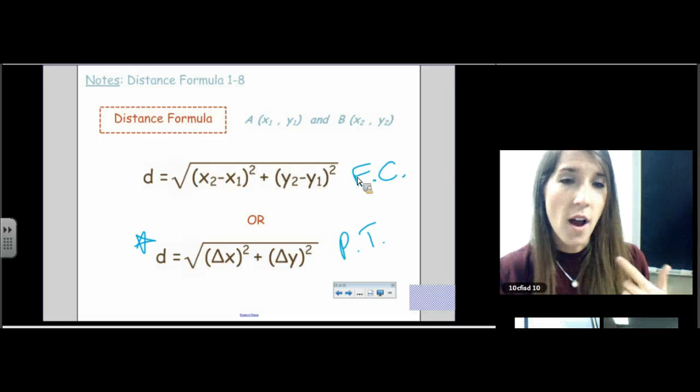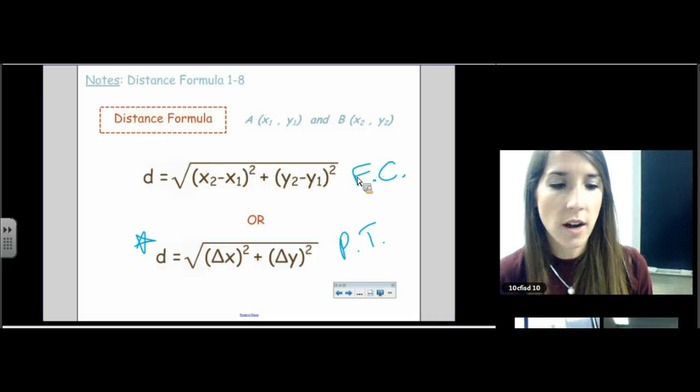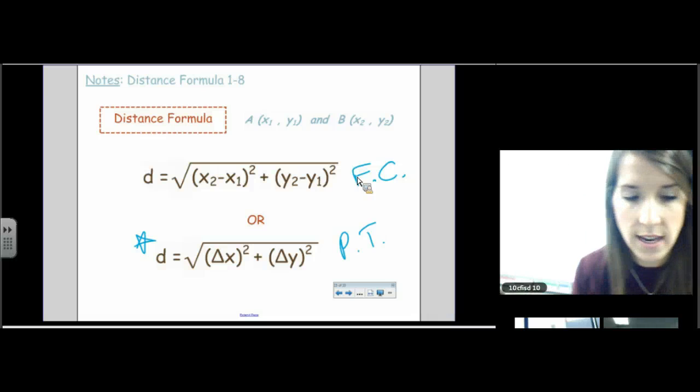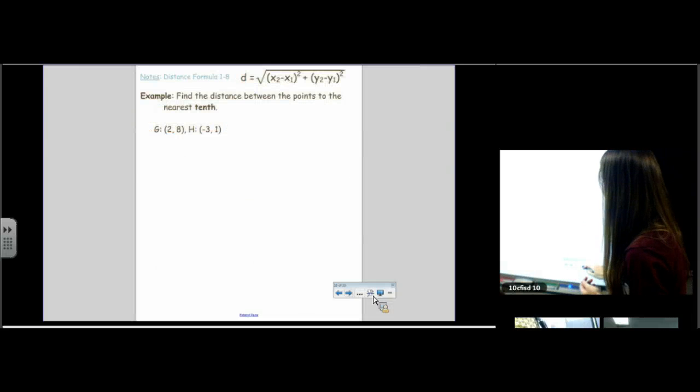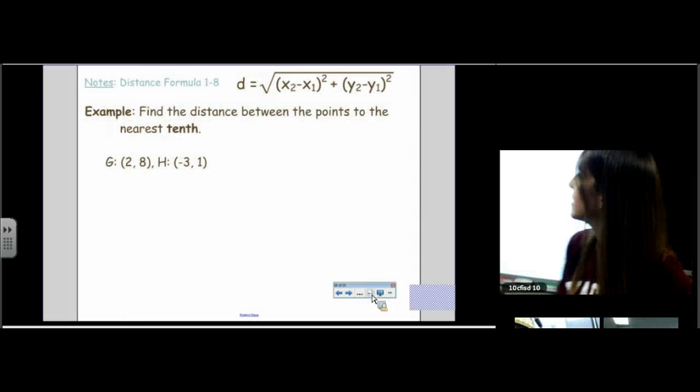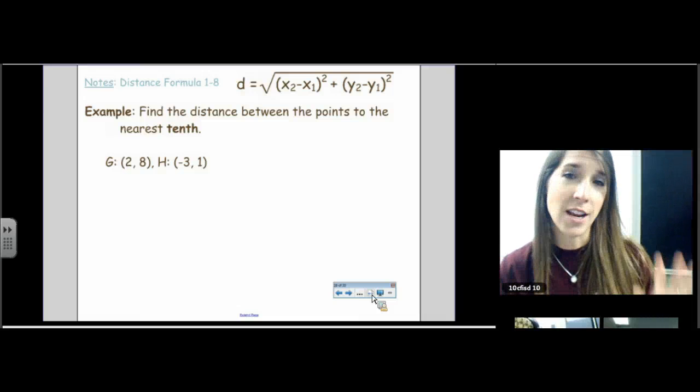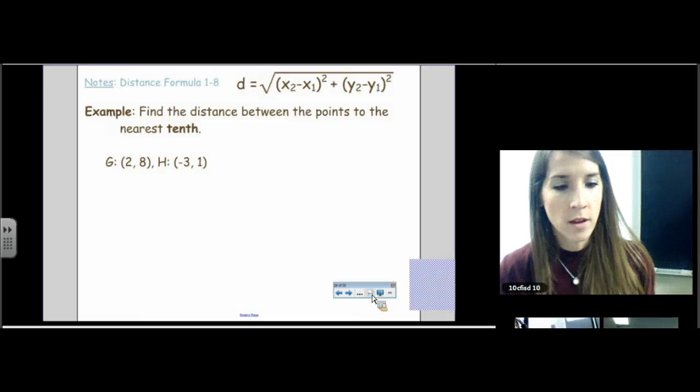Okay, I'm going to move on. I will send y'all a formula chart that you can have, and so if you didn't get to copy that down, it'll be on your formula chart, okay? All right, let's practice. Find the distance between the points to the nearest tenth.